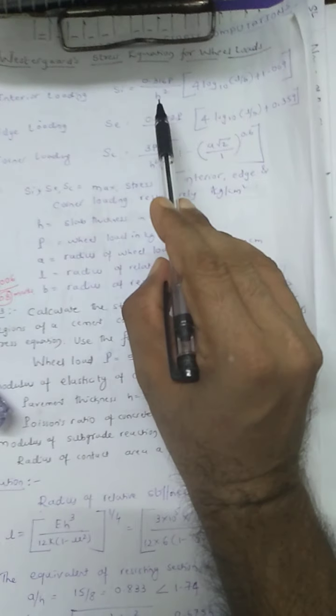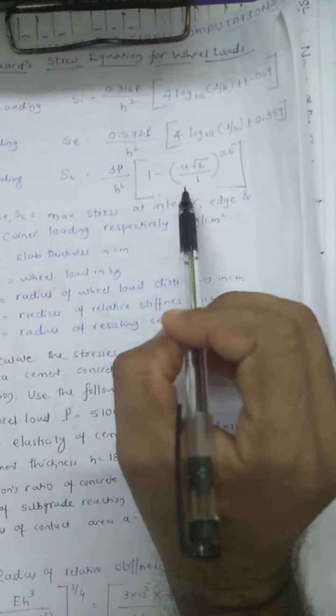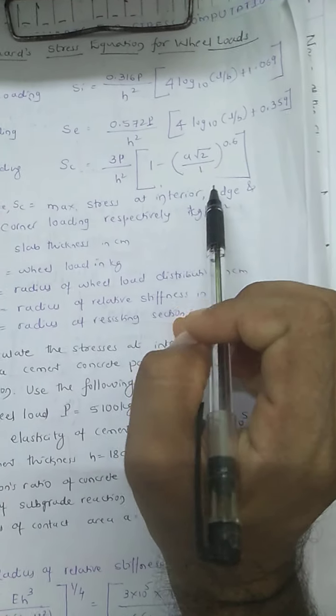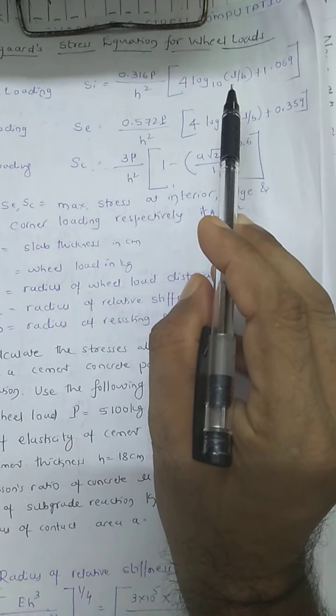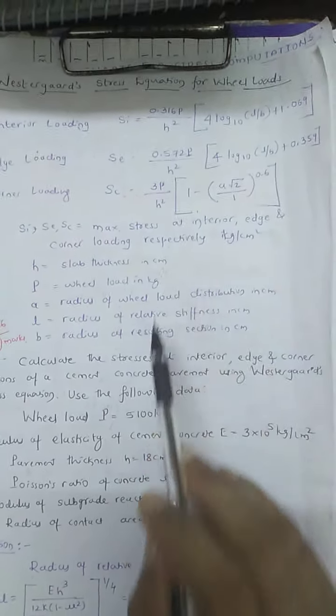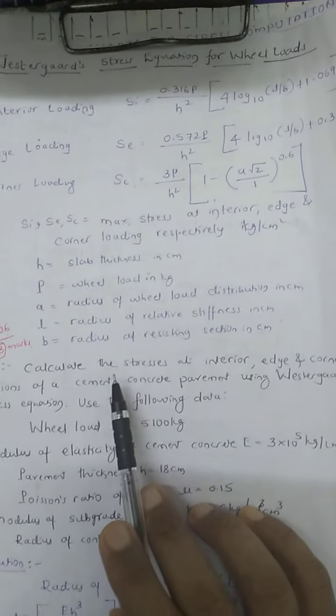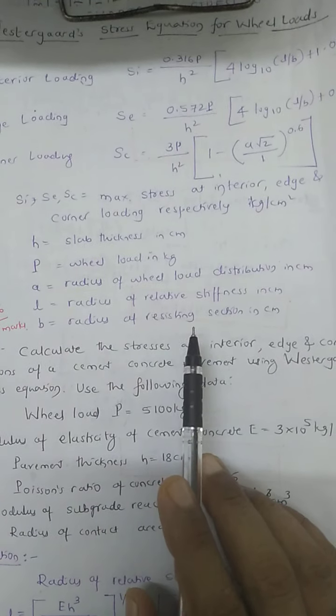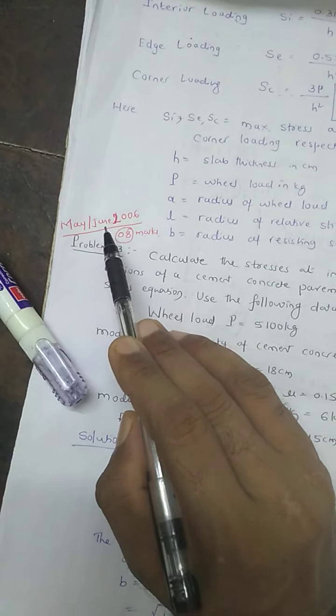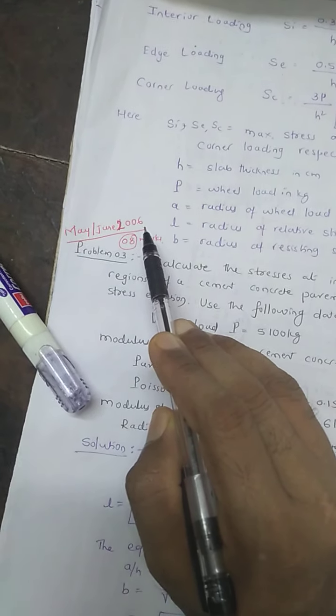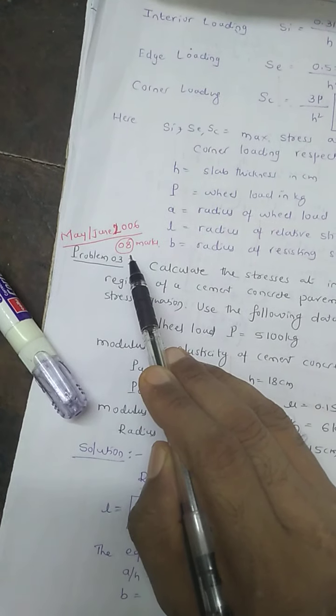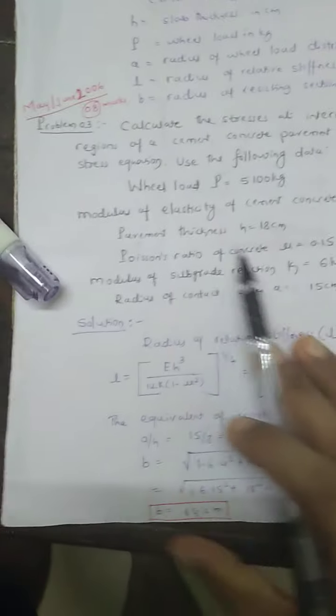Before solving the problem, we see all these three formulae. L divided by B appears in them, so we have to first find L and B, that is radius of relative stiffness and radius of resisting section. This is a problem which was asked in May, June 2006 VTU exam for 8 marks. So solution. First you have to find L.